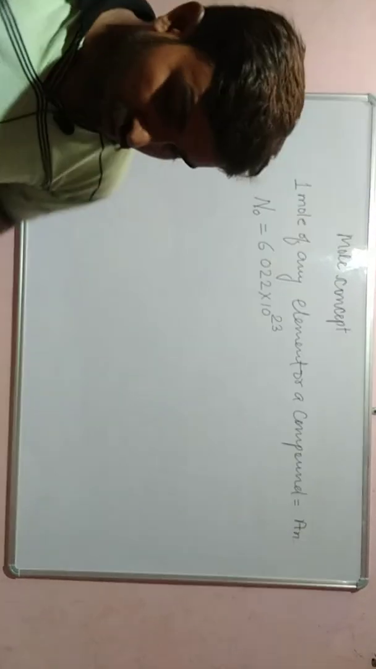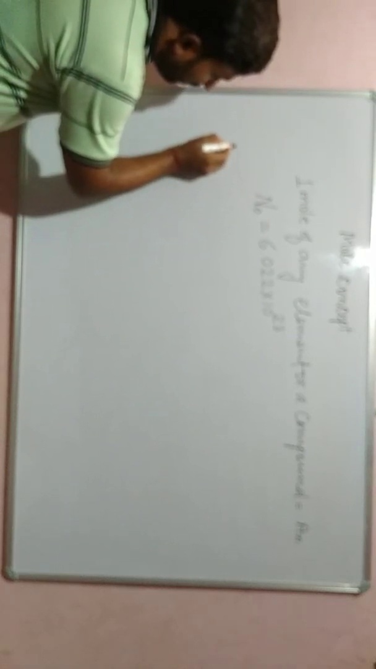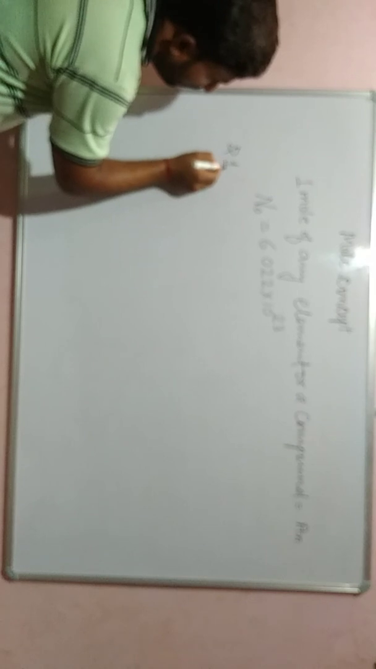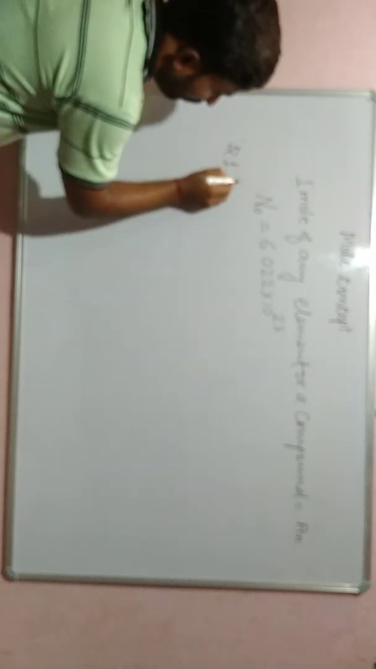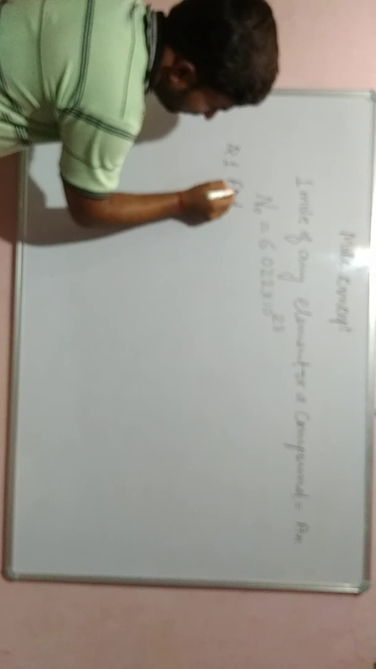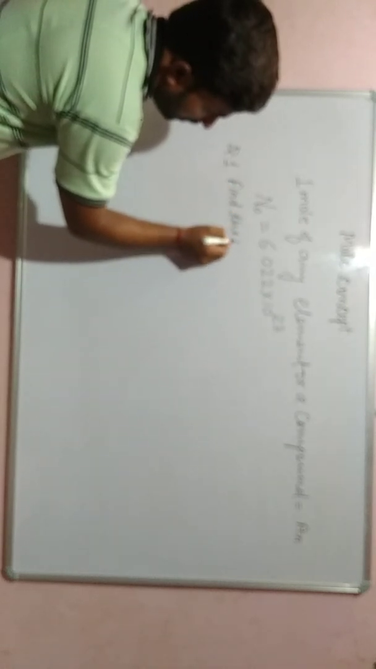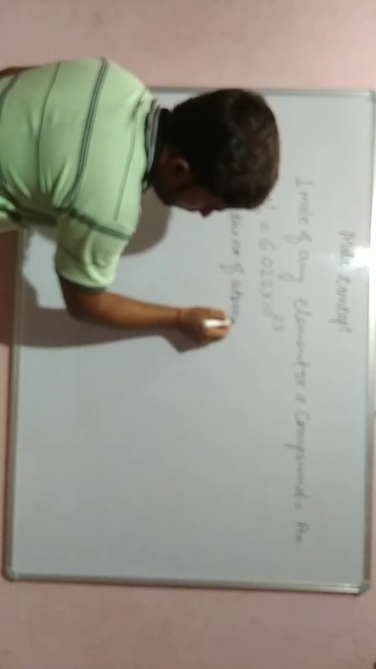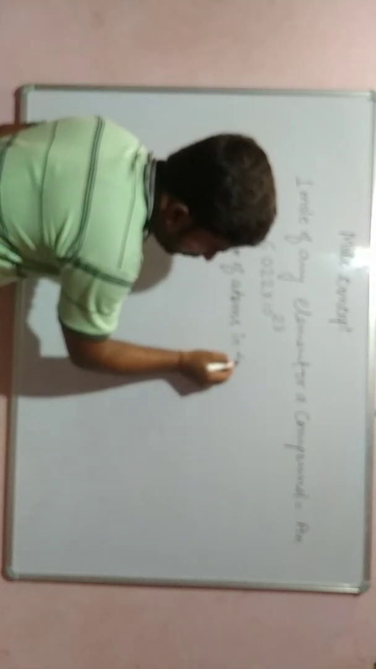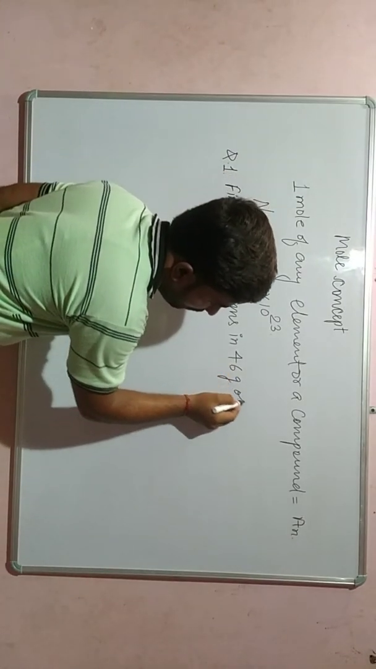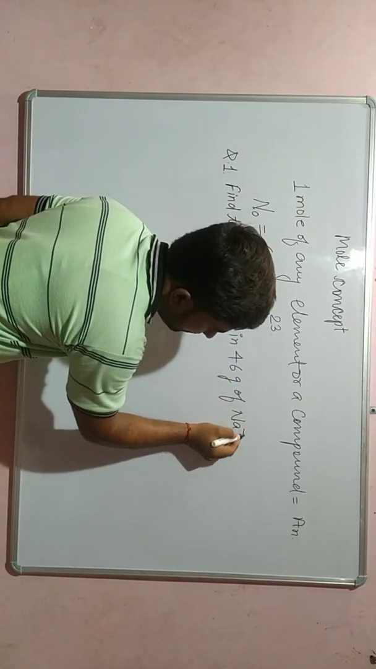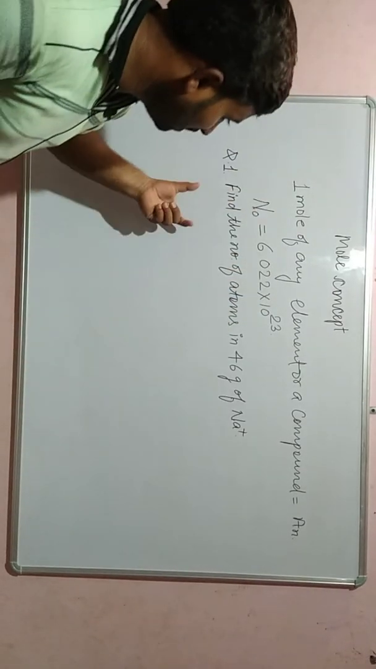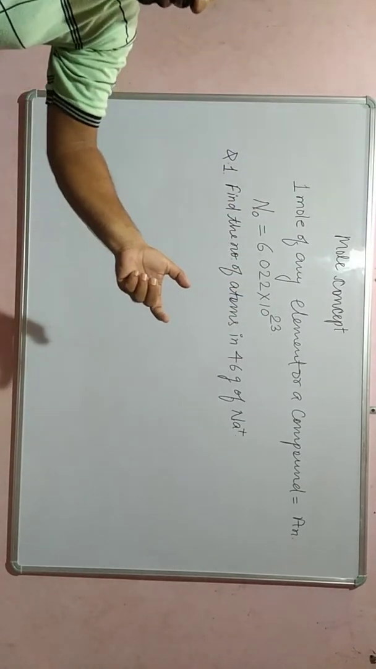After that, now we solve numericals based on the Avogadro number. The first problem is question number 1. Find the number of atoms in 46 gram of sodium. Find the number of atoms in 46 gram of sodium.